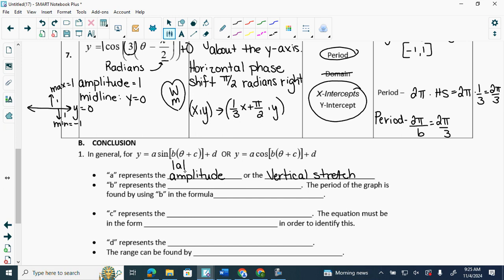All right. B represents the what? Horizontal stretch, which would technically be 1 over b. We agree? The period of the graph is found by using b in the formula 2 pi over b, or 360 degrees over b if it's in degree mode. Or we could take 2 pi and multiply by the horizontal stretch, or 360 degrees and multiply by the horizontal stretch.